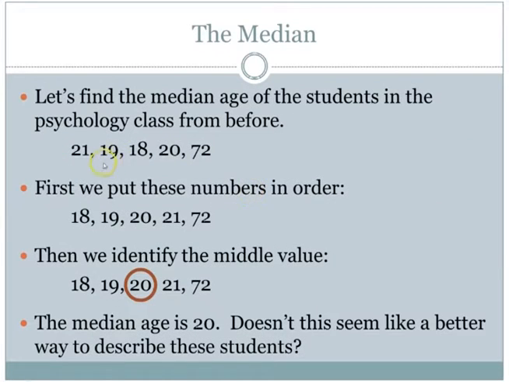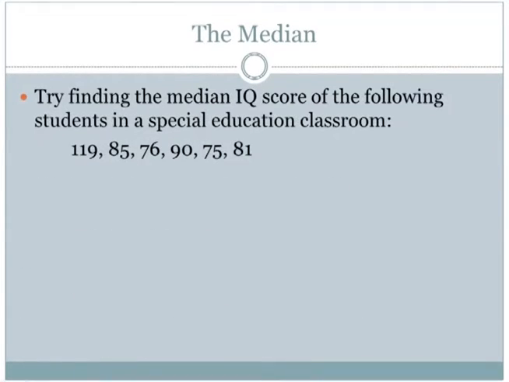So in this case, we put them in order, 18, 19, 20, 21, 72, right? Lowest to highest. We find the middle value, which is 20. The median is 20, right? So wouldn't that seem like a better way to describe the students if you ask the professor, oh, how old are the students in your class? Oh, on average, they're like 20. Oh, okay, that's about right. And then you get this person who's an outlier, but they're not really the average student, are they? The average student is about 20. So that makes a lot more sense.